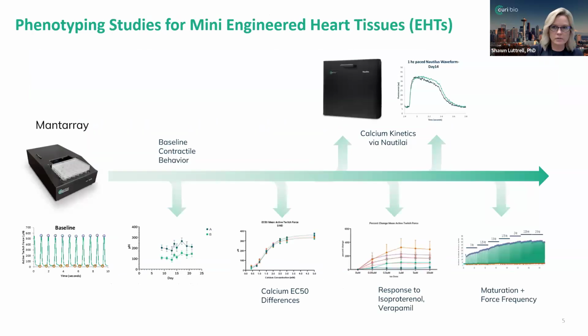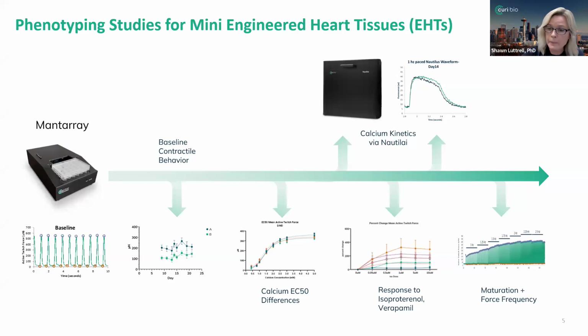So once we have our cells, we can make our 3D engineered mini heart tissues. These tissues will start to spontaneously beat after 2 to 4 days, and then we can measure function in a variety of ways across our various biosystems. We can use the Mantarray pictured on the left to measure basic contractility over time, looking at force and kinetics. And after we achieve a stable beat rate and contractile force, we can apply drugs and different compounds to look at inotropic responses.